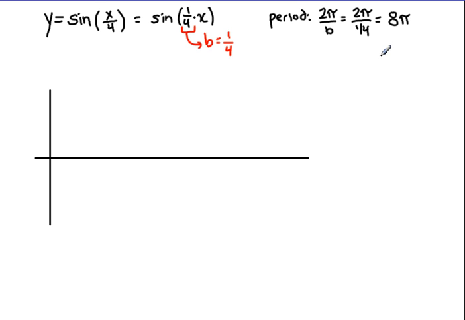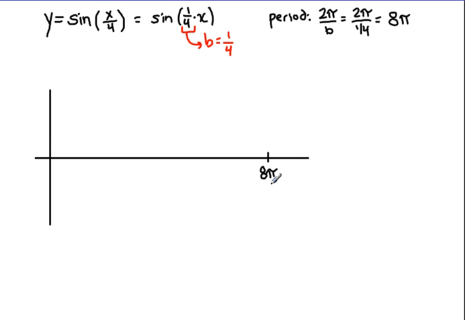And now that we've got our period to be 8 pi, we can go ahead and label our axis since we have the freedom to do that here. And let's just make sure that we include one full period of our sine function. So starting at 0, we want to make sure we carry it all the way out to 8 pi. And we'll just mark this out here as 8 pi.